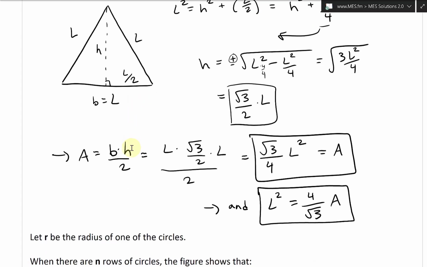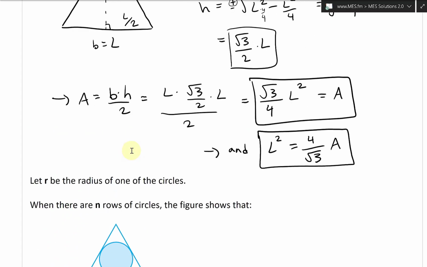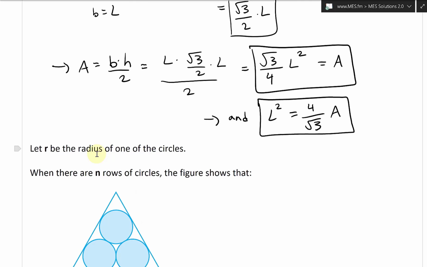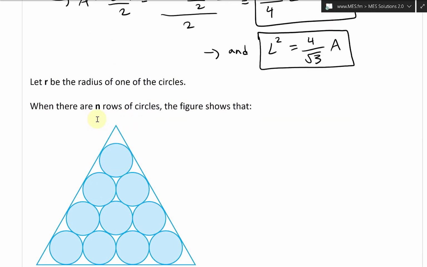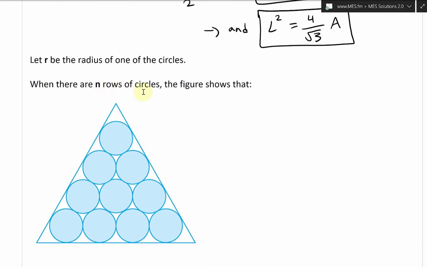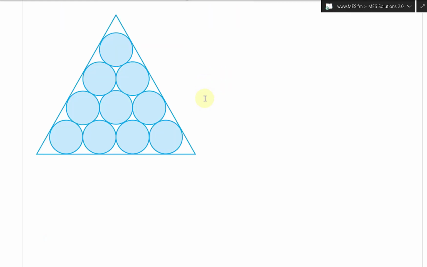All right, so now let's take a look at the circles. Let r be the radius of one of the circles. When there are n rows of circles, the figure shows this. From here to here is r, and from here to here is also r. It's all radius. So from here to here is r, and then continuing over here, this is going to be 2r now.